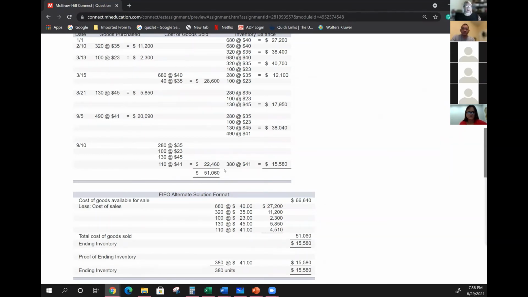Okay, so what am I left with? I sold the 110 out of the 490, so my difference is 380 units, which is what we calculated that we had left in inventory. So that's correct. And I'm going to use that last number, the $41.